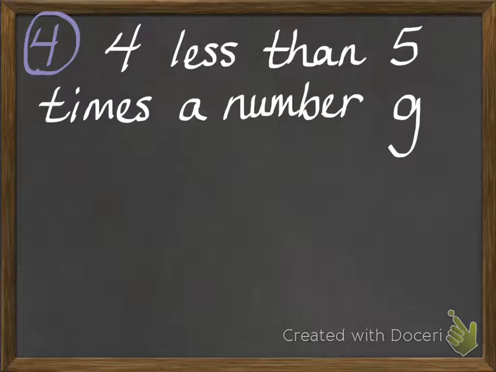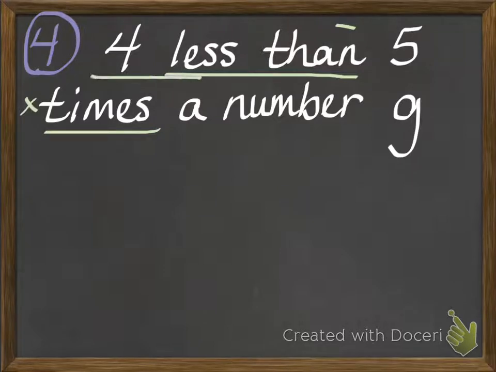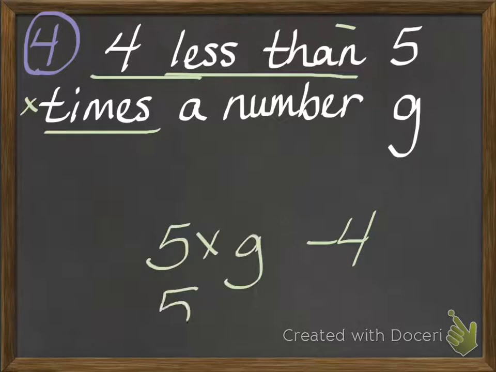Number 4, 4 less than 5 times a number G. This one's trickier. 4 less than 5 times the number G. So I know I'm going to do less than, which means subtraction, 5 times a number, which means multiplication. And I'm taking 4 less than, so I'm going to be doing minus 4, 5 times the number G. So 5 times the number G minus 4, or even better, 5G minus 4.